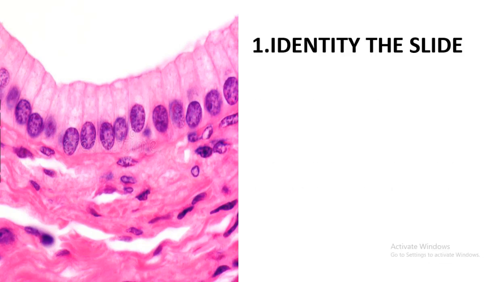Identify the slide. If you look at this slide, the nucleuses are on the same level, and the shape of these nucleuses is more like columnar. So this is just simple columnar epithelium. Mostly you can find this simple columnar epithelium along the GIT. Specifically, you can talk about the stomach, the ileum, the duodenum, and the jejunum.